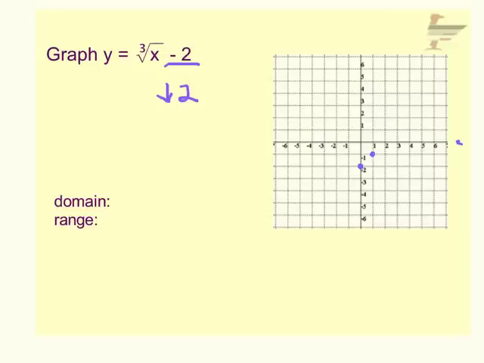I have to go 1, 7 in each direction to the left. So I go back to my middle, and I'm going to go to the left 1 and down 1. And then I'm going to go to the left 7. 1, 2, 3, 4, 5, 6, 7, and down 1. And there's our graph. It just has been shifted down 2 spots. Domain and range, all real numbers on your cube root graphs.